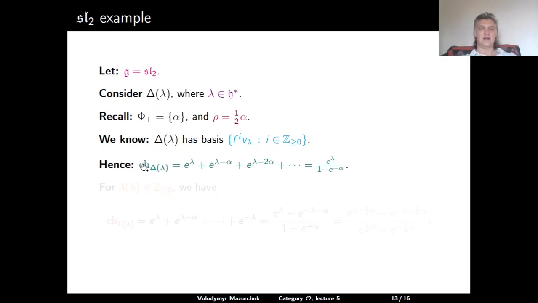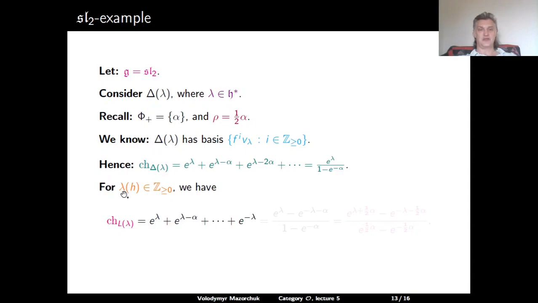So therefore, the character of the Verma module is equal to e to the power lambda plus e to the power lambda minus alpha plus and so on. So if we take out e to the power lambda, we will get exactly the exponent of lambda divided by 1 minus the exponent of minus alpha.